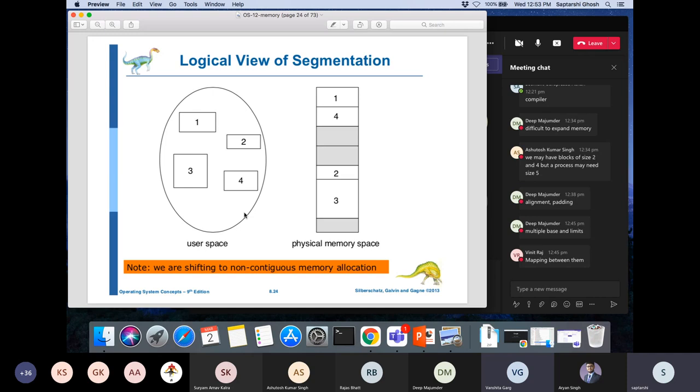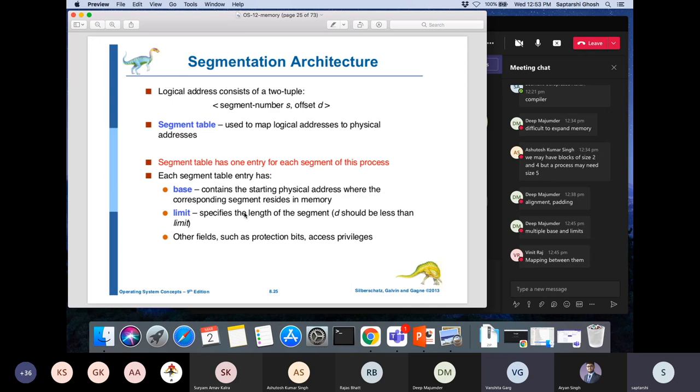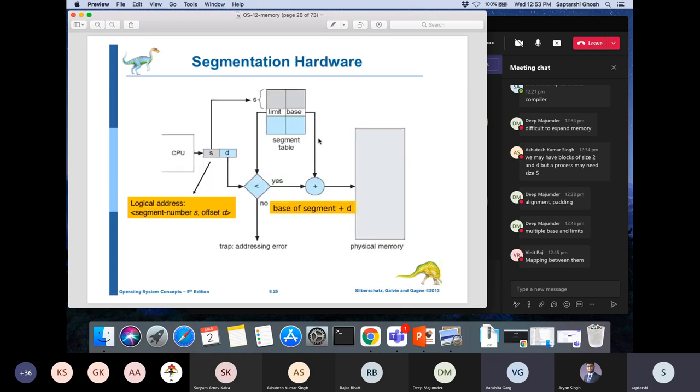Also, understand it very clearly. The process still thinks that the memory is contiguous. So suppose there are 4 segments. The segment numbers are still 0, 1, 2, 3. So the process thinks that the memory is still contiguous. But actually, in physical memory, these segments are stored in different places, and that is being managed by this segment table. The mapping from these addresses to the physical addresses is managed by the segment table.